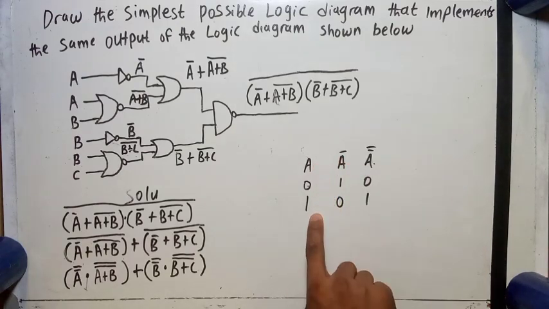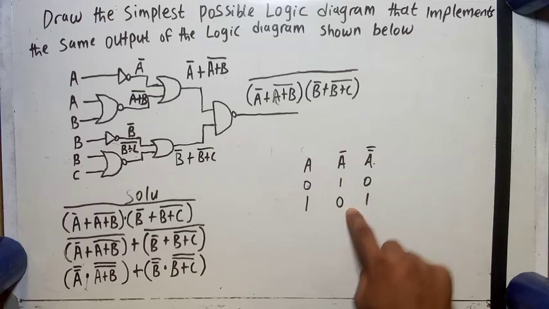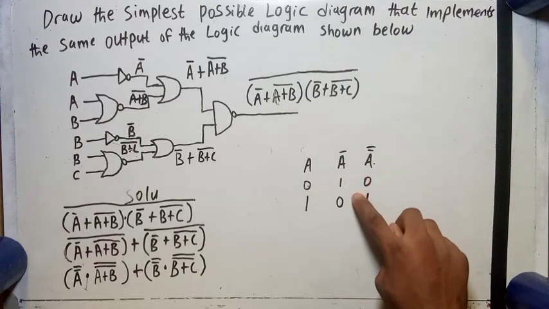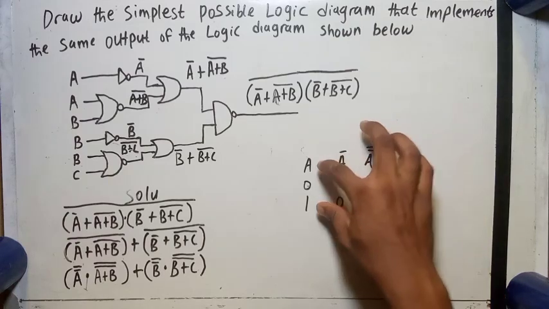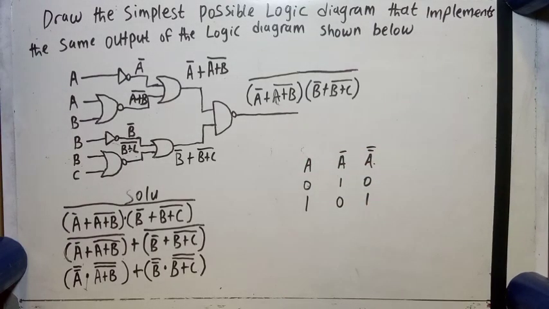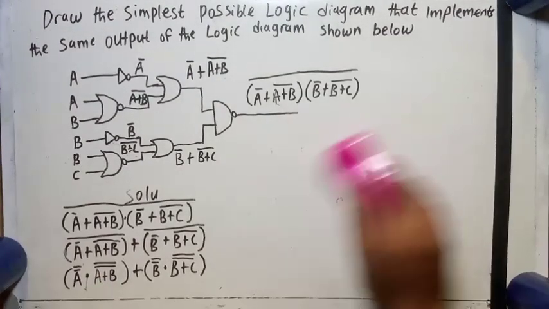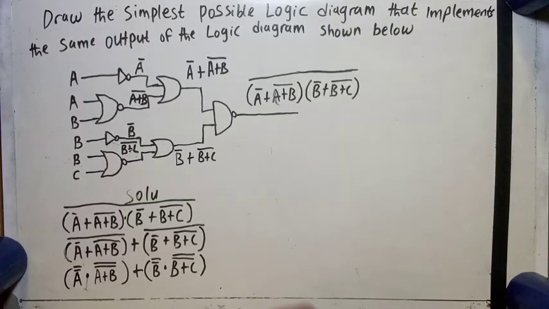These are the values of A. A bar will be 1, 0. A double bar will then be 0, 1. So when you compare this, you see they are the same. So the idea is that when you see your double bar, the bar sign will cancel off. That also goes for this A plus B. With that being said, let's continue solving.